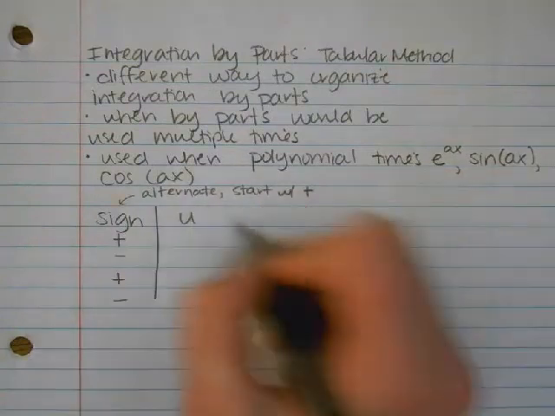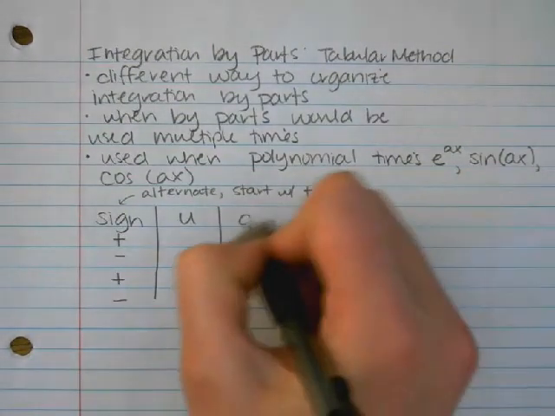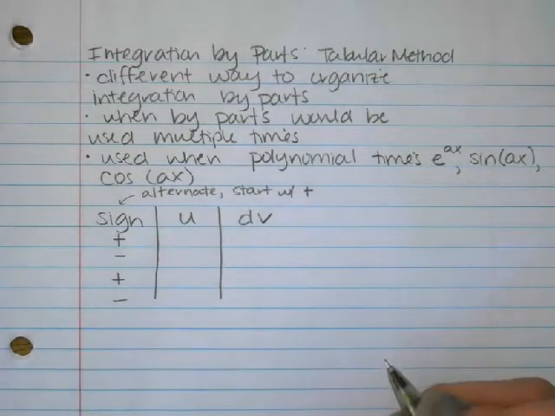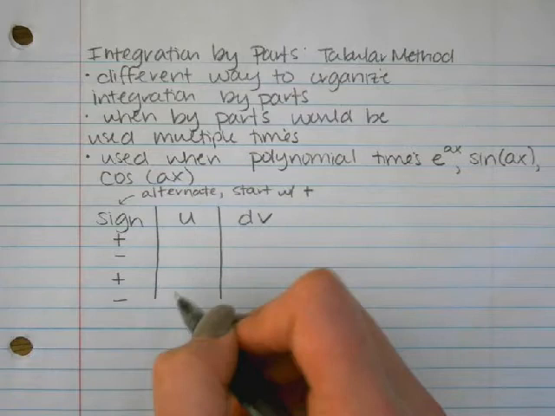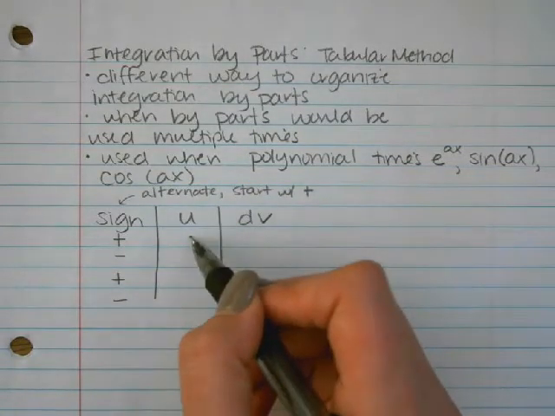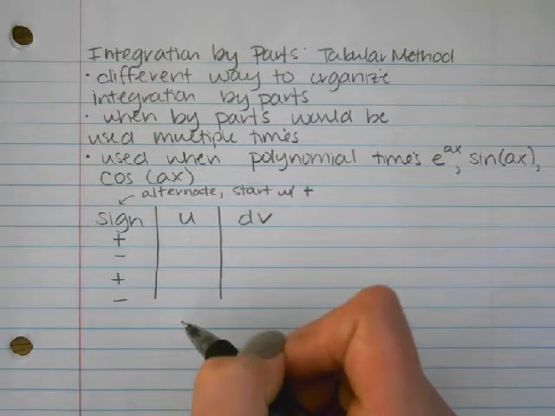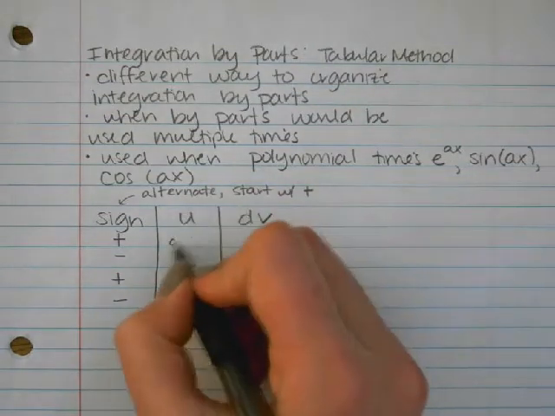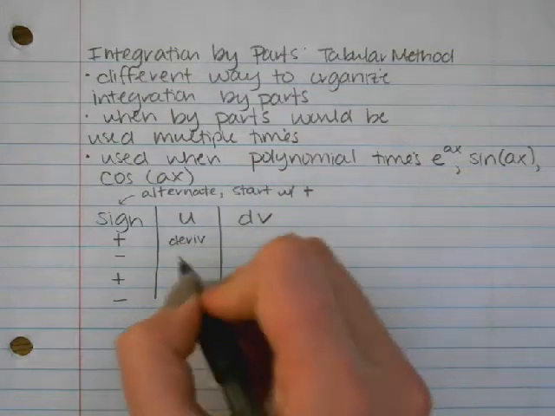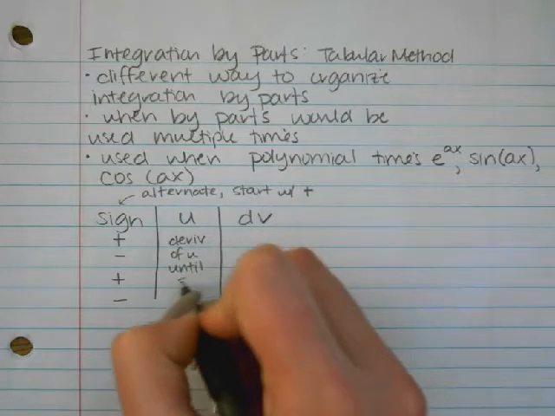The next column is going to have the u in it. The last column is going to have the dv in it. So the u column is where you put the polynomial. And you are going to take the derivative of the polynomial until the polynomial completely disappears. All right? So you're going to say derivative of u until it equals 0.